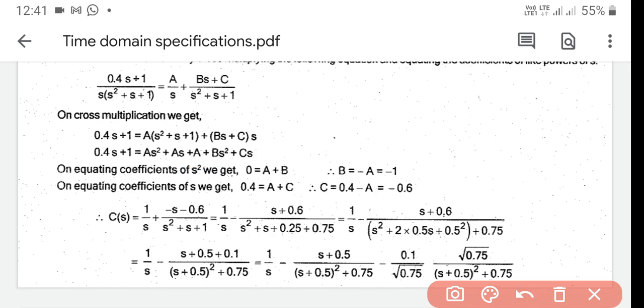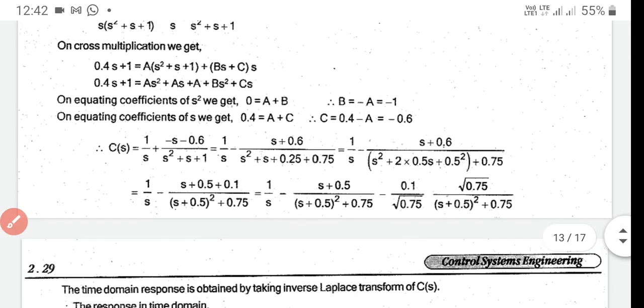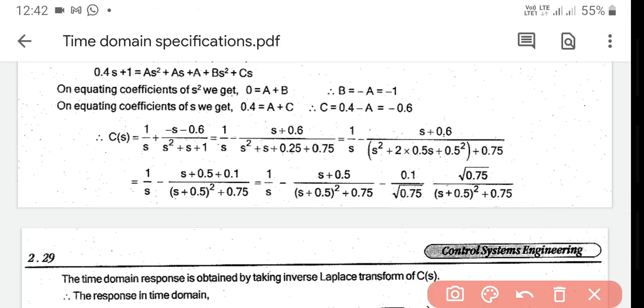And equating the coefficients of s, what are the coefficients of s here? A and C are the coefficients of s. So A plus C is equal to 0.4. So the C value is 0.4 minus A, that is nothing but minus 0.6. Now you know the values of A and B. Substitute the values in the above equation of C(s). What will be the equation now? C(s) is equal to 1 by s plus (minus s minus 0.6) by (s square plus s plus 1).